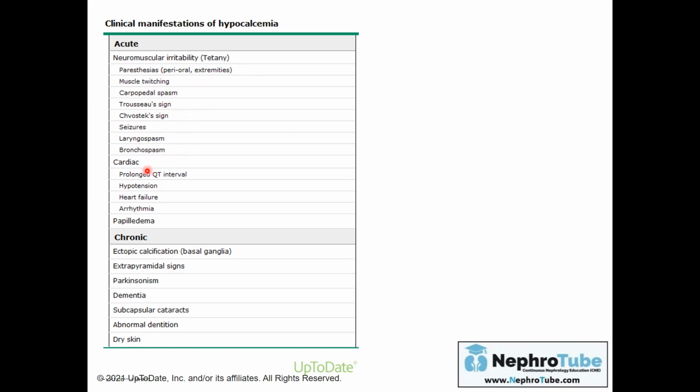In the heart, in the ECG, you will find prolonged QT interval, and this is a danger sign that will require intravenous calcium, as we will mention later. There may be hypotension, heart failure, arrhythmia, and finally papilledema.